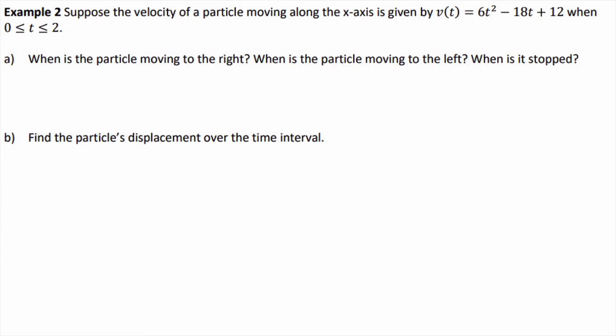Okay, so let's read the problem. Suppose we have a velocity of a particle moving along the x-axis given by v of t. Time goes from 0 to 2. That's it. That's the interval there. When is the particle moving to the right? When is the particle moving to the left? And when does it stop? How do we do that?